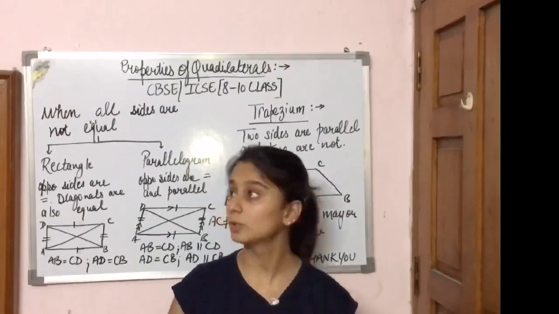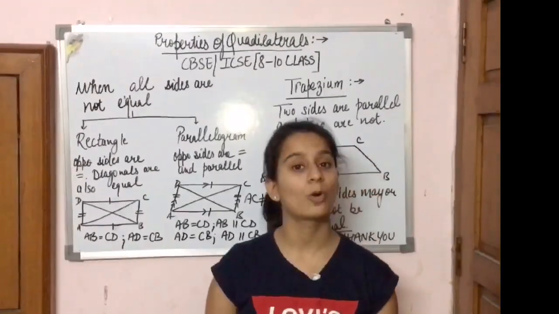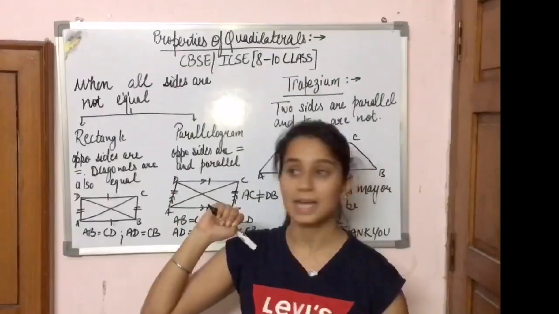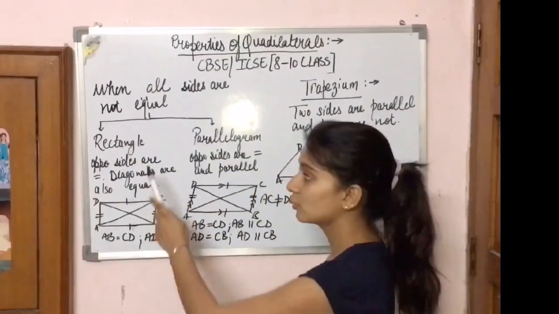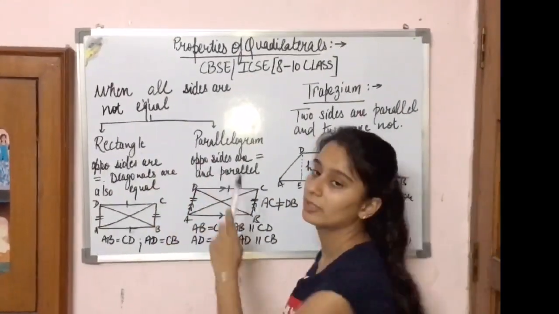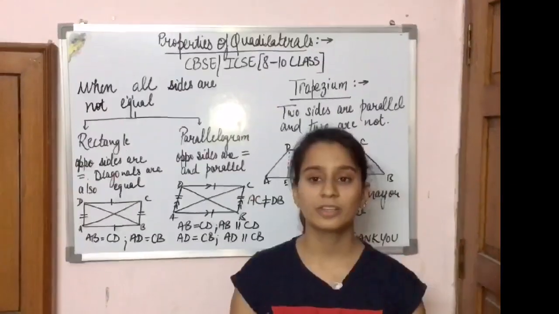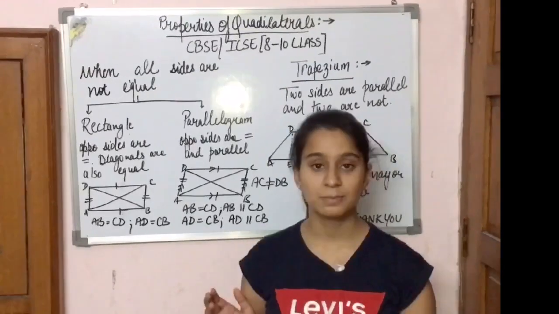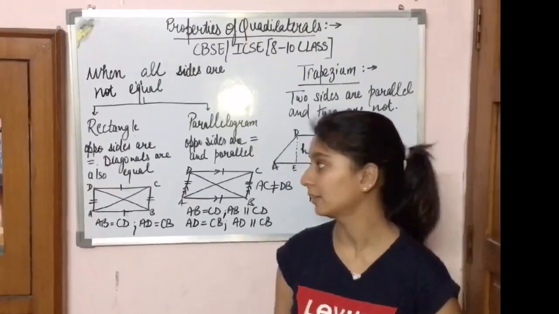Now we are going to do the case when all the sides are not equal. We can also say that this case is when opposite sides are equal. First we are going to study what is the difference between a rectangle and a parallelogram. Both the figures are similar, however dissimilar to each other. How they are similar and dissimilar, we are going to do that.